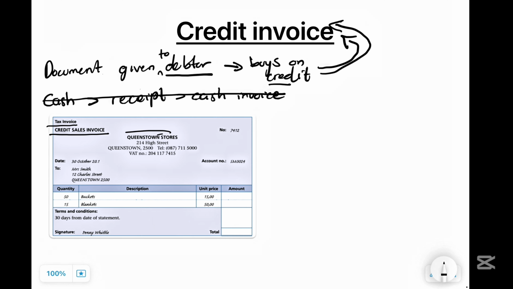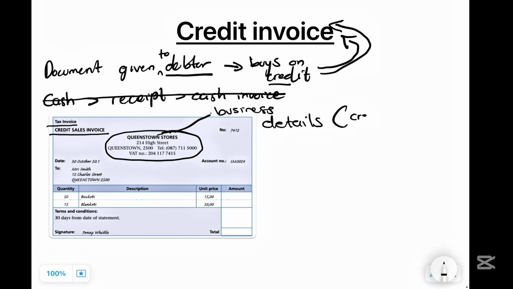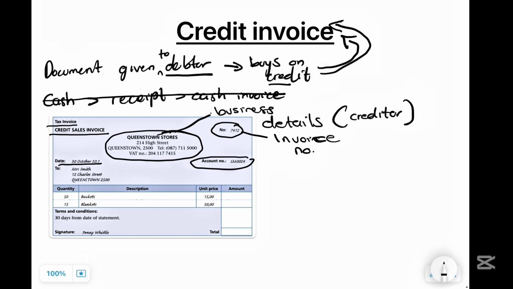And then in the middle here you have details of the business. Remember, the business that sells goods on credit or services on credit, we call them creditors. So these are the details of a creditor, which is this business called Queenstown Stores. And then on your far right, you have invoice number. The same way we have receipt number, we also have invoice number. And then just down here, we have account number for the debtor. And then we have date on your left.